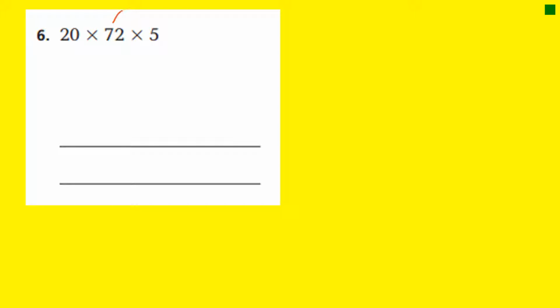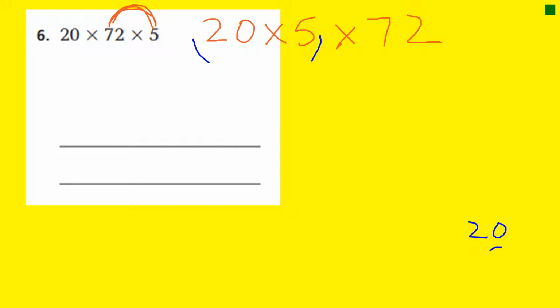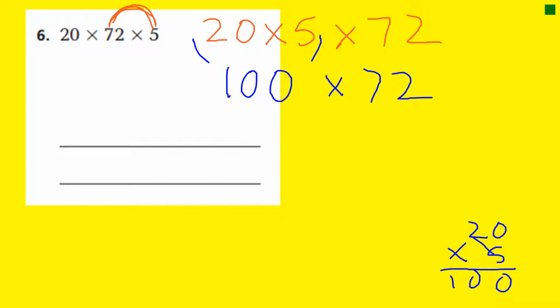What if we flip-flopped 72 and 5? Our problem would look like this, right? 20 times 5 times 72. Now, are you saying, why'd you do that, Mrs. Olby? Well, what's 20 times 5? If you're not sure, this is a good one to memorize if you don't know it, right? It's 100 times 72. So, what's 72 times 100?